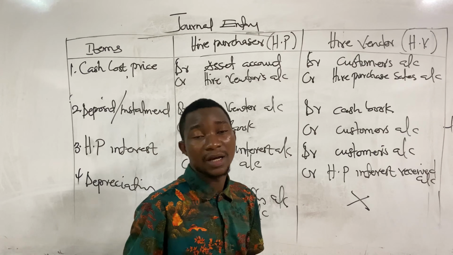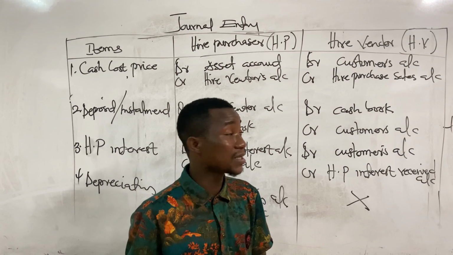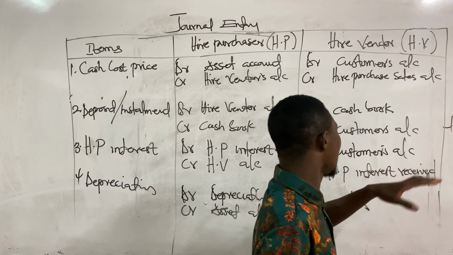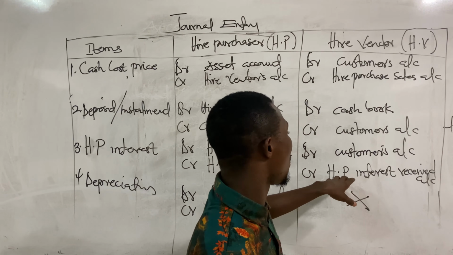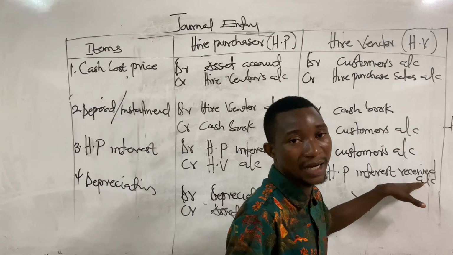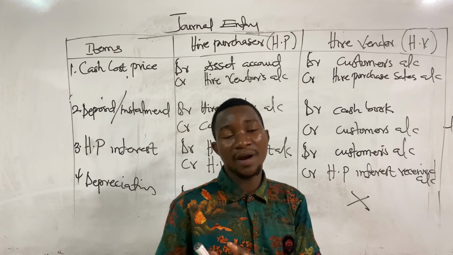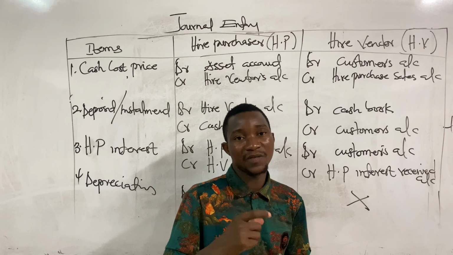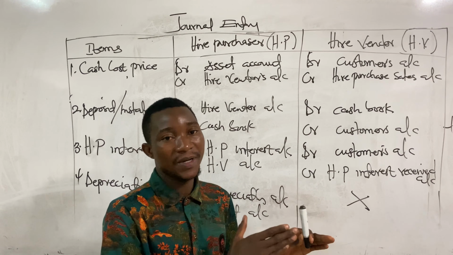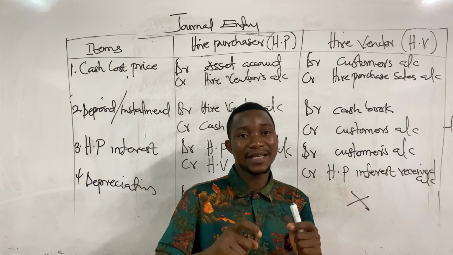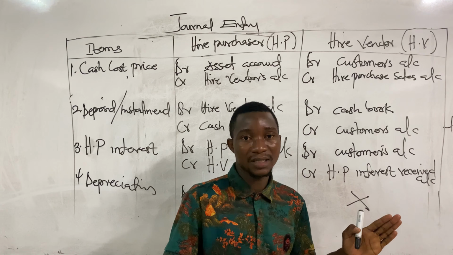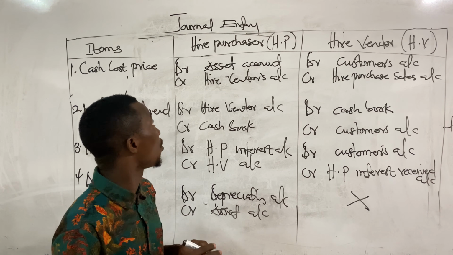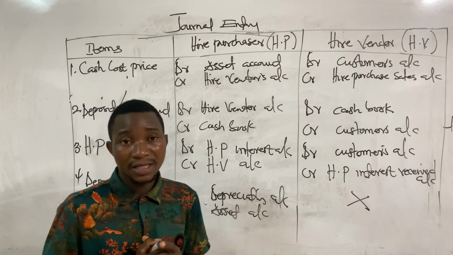And one thing I would like you to take note of is that the balance on the hire purchase sales account and the balance on the hire purchase interest received account will be transferred to the credit side of the hire purchase trading account, and the cost price of the asset will be debited to hire purchase trading account in order to ascertain the gross profit on the sales. Is that okay? So basically, this is the journal entry for hire purchase system.